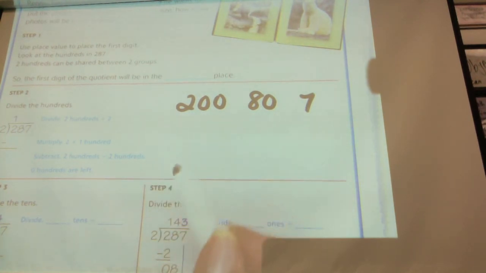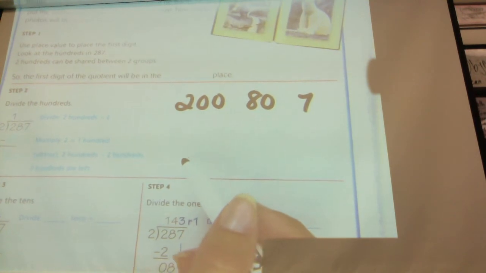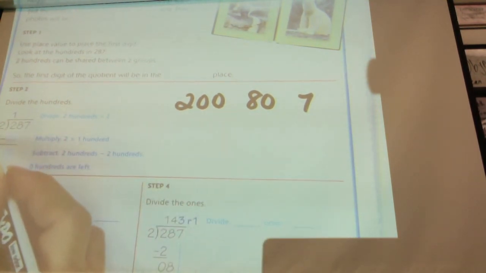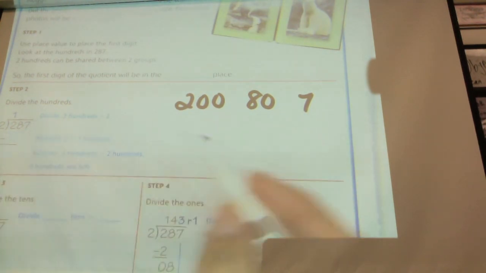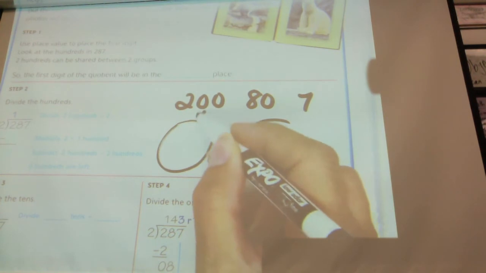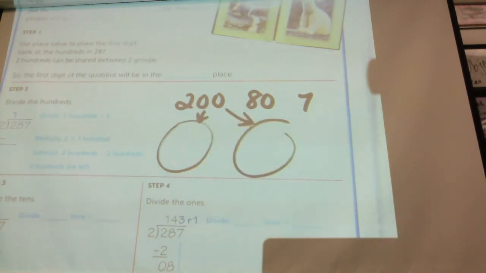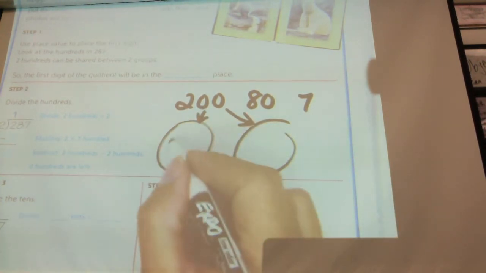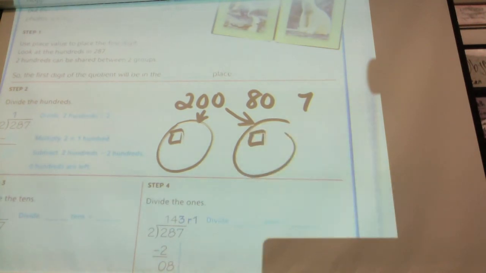Can I divide my 200 in 100 blocks? Can I divide it into 2 groups? Yes, I can, right? If I have 2 groups, one's going to go here and one's going to go there. There's 2 of them. So I'm going to have one here and I'm going to have one here.